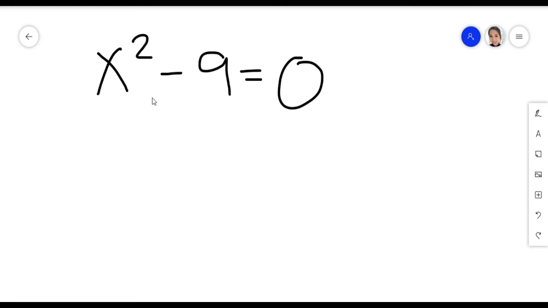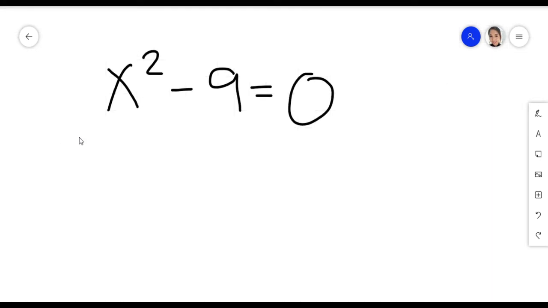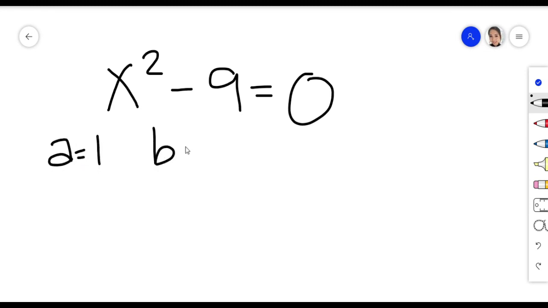Now, let's try if x squared minus 9 equals 0 can be solved using the Vedic method. Here we don't have the linear term, but let's try if we can solve this using the Vedic method. So let's first determine our A. Our A is 1. Our B is not given, so it's 0. Our C, or our constant, is negative 9.